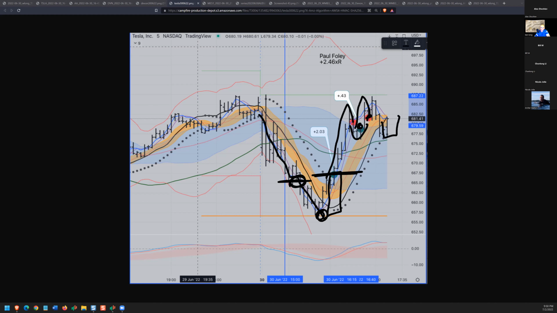This would have been tempting here: if it holds here, now you have a COTA 2 and a breakout. And then if it gets above all of this, it really goes. It didn't, but it could have. So that's a nice 2.5 from Paul. Nice work there.